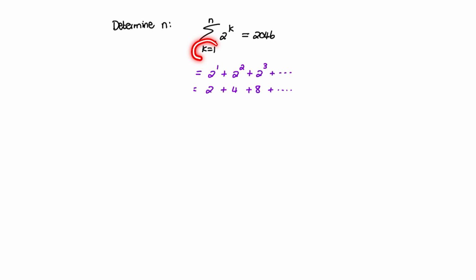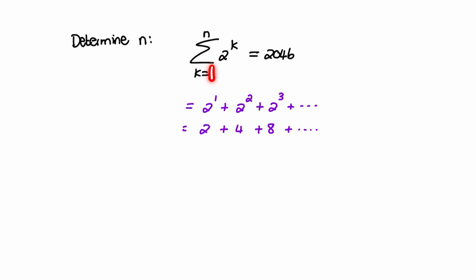So the logical step is to start with the lower limit. Now the lower limit is 1, so we replace k with 1. Then we add the second term, and the next substitution would be 2 in the place of k. And for the third term, the next substitution would be 3 in the place of k. And this pattern would continue all the way up to 2 to the power of n. But we don't know what n is equal to.